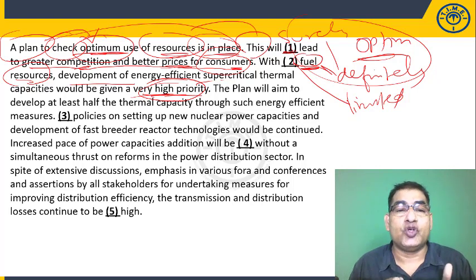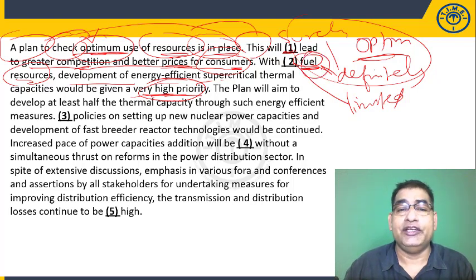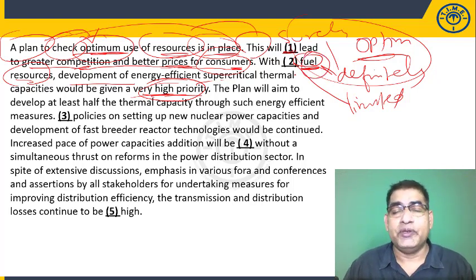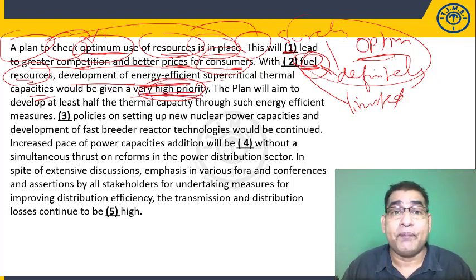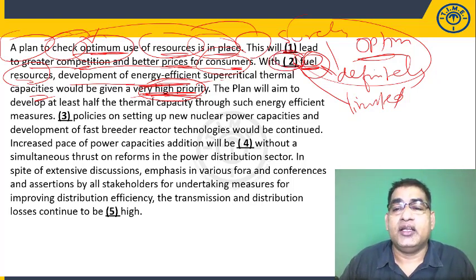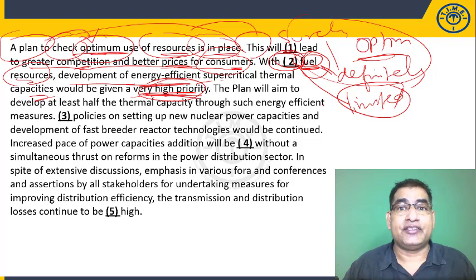So which means the resources mentioned in the first para must be fuel related resources, which also can be understood from the word fuel here. So which means apart from having a plan in place for the optimal use of resources, the government is planning energy efficient supercritical thermal capacities, and they are not just planning them, they are giving them high priority. Why could that be? Only when the resources are in low supply, limited supply. So first and second blank clear.